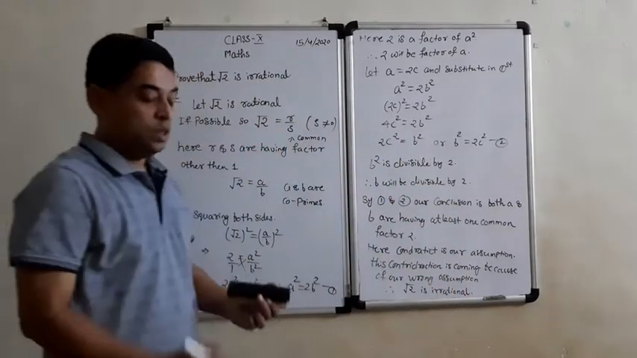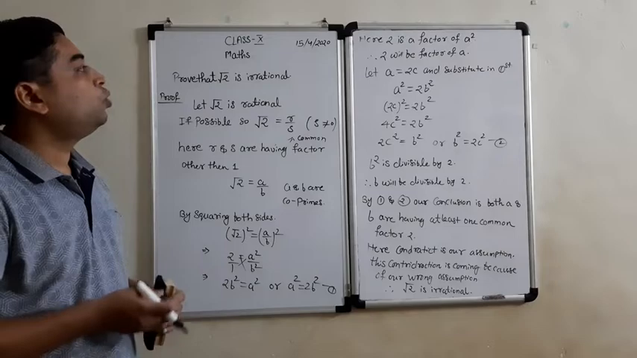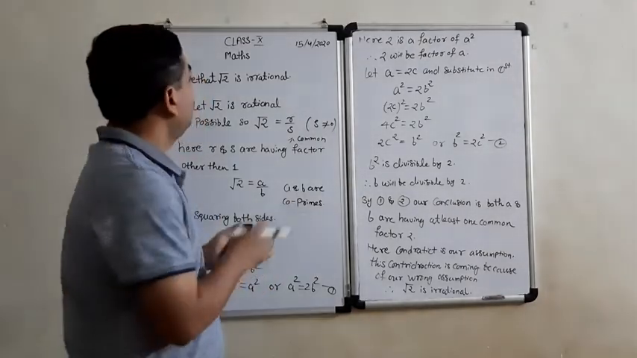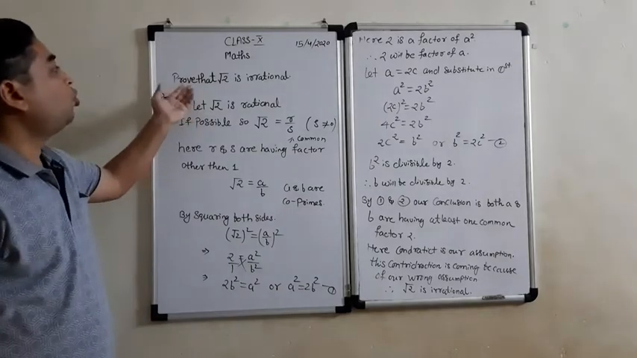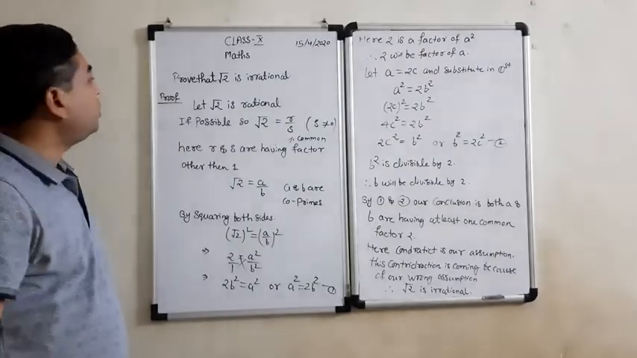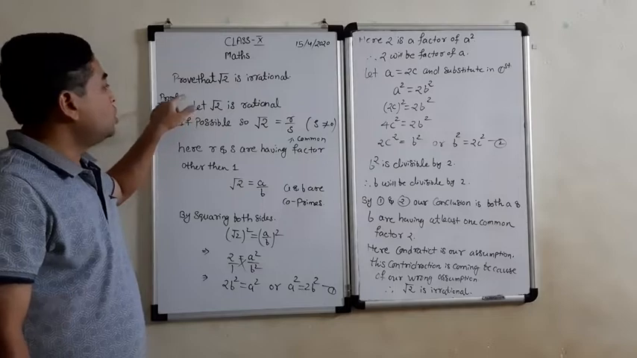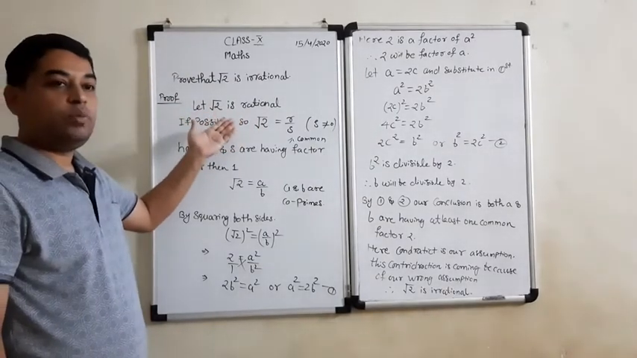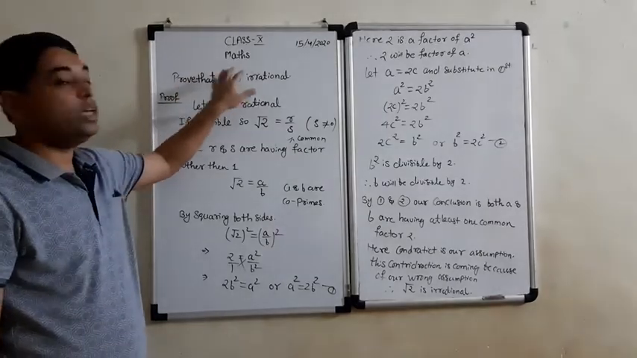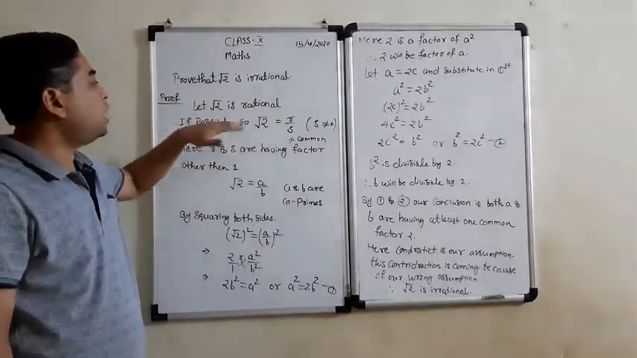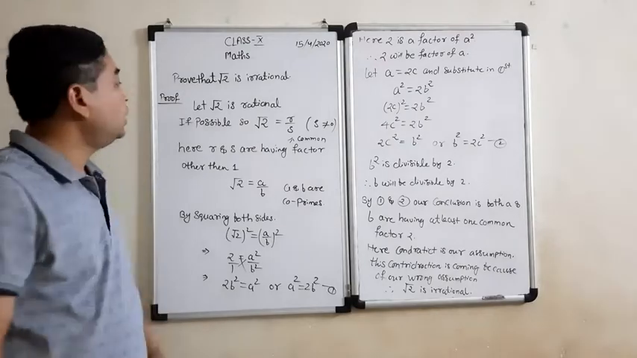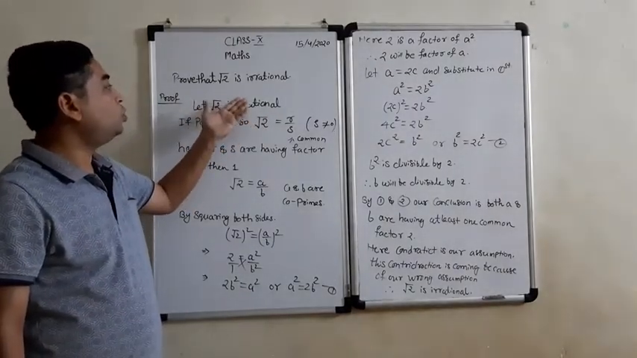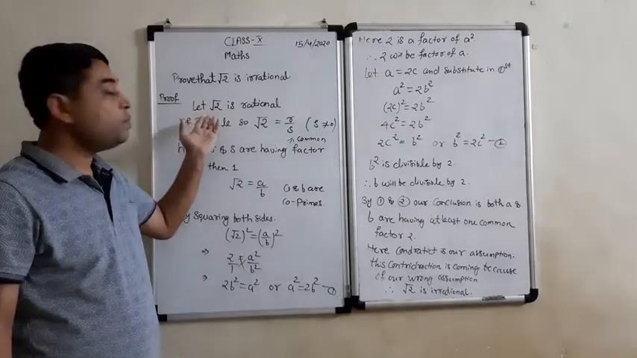Okay students, so in this way we can prove root 2 is irrational. Once again I will revise the method to prove root 2 is irrational. In the beginning we will write that root 2 is rational. We will start with the contradiction method, which means we have to show that root 2 is irrational, but we will start by assuming that root 2 is a rational number. So root 2 is irrational, that we are going to show. For that we are assuming that root 2 is rational.